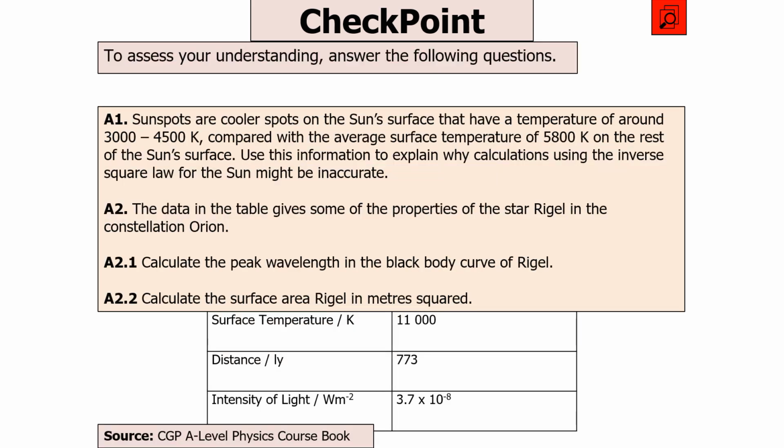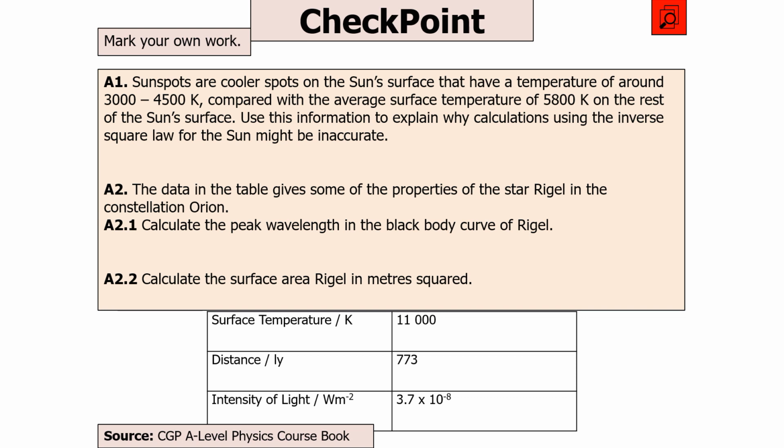The next question says, sunspots are cooler spots on the sun's surface that have a temperature of around 3,000 to 4,500 Kelvin compared with the average surface temperature of 5,800 Kelvin on the rest of the sun's surface. Use this information to explain why calculations using the inverse square law for the sun might be inaccurate. The data below gives some of the properties of the star Rigel in the constellation Orion. Calculate the peak wavelength in the blackbody curve of Rigel and calculate the surface area of Rigel in meters squared. So pause the video now, then unpause the video when you want to go through your answer.